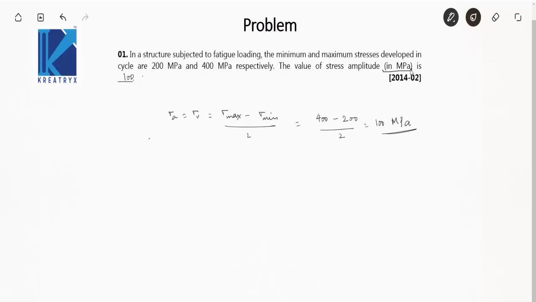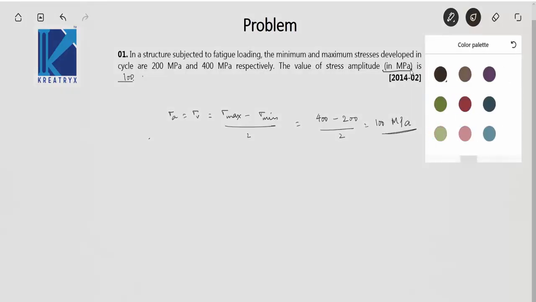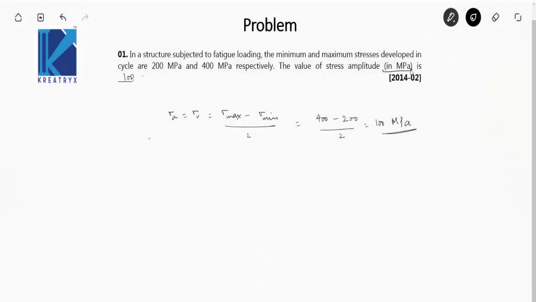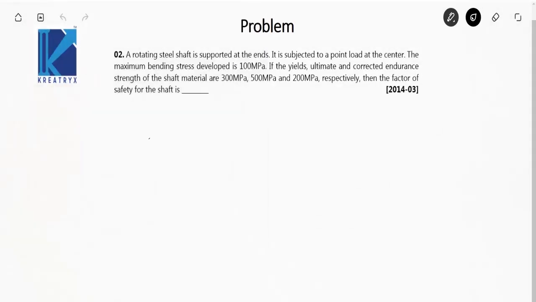Okay, next question. Let me change the color. The next question is: a rotating steel shaft is supported at the ends. It is subjected to a point load at the center. The maximum bending stress developed is 100 megapascal.